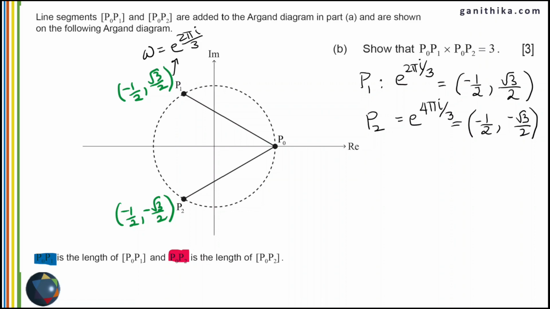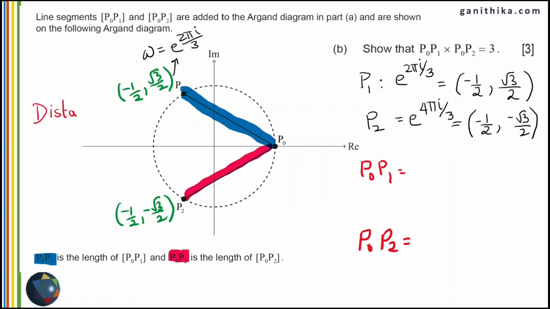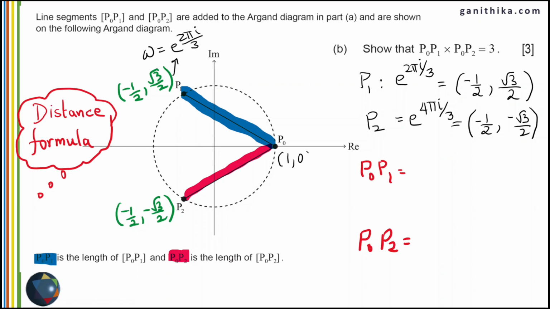Therefore, in order to find the lengths P0P1 and P0P2, you will be using the distance formula between the 2 coordinates. So P0 is (1, 0), P1 is (minus half, root 3 over 2), P2 is (minus half, minus root 3 over 2). So collecting all this information together, you can use the distance formula to find P0P1 and P0P2. Here you are going to pause the video and find the lengths P0P1 and P0P2 and substitute in the B question to see that the product gives you 3. So pause the video here and continue later after finishing the question.